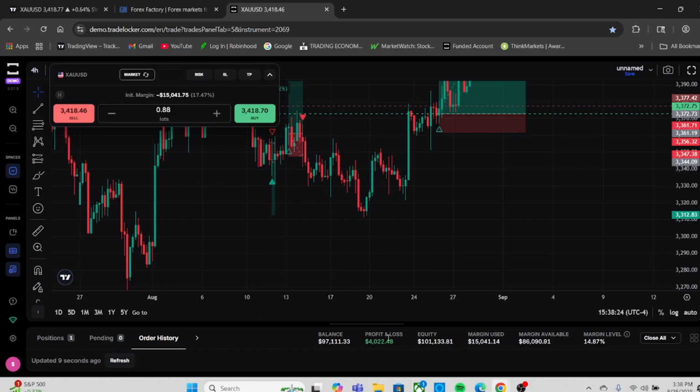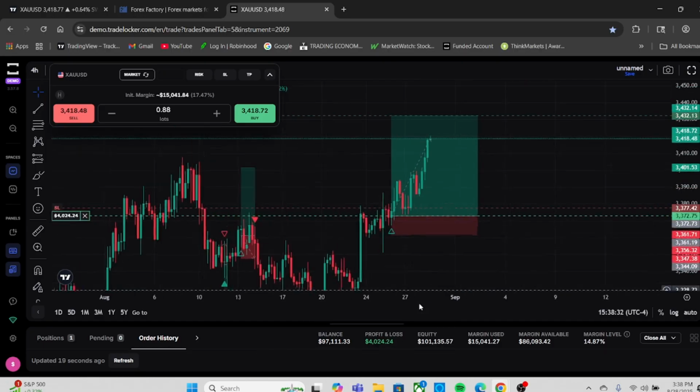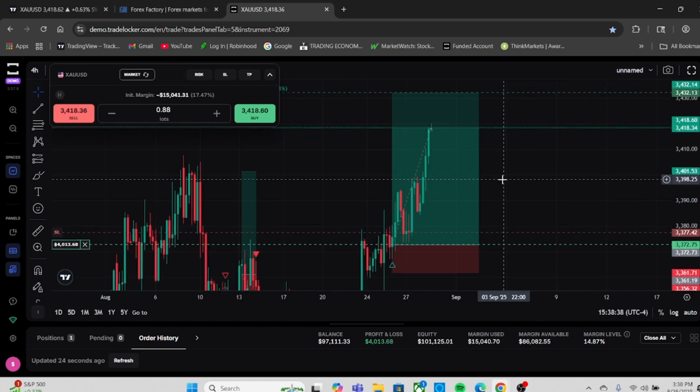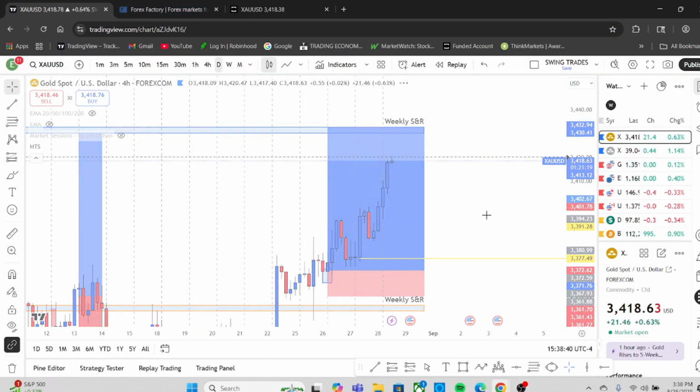We are up 4%. So I reached 1,000, so we're up 4,000 right now. Obviously we were at 97 before, now we're at 101. And actually I will close part of this position. I will close part of the trade and just leave the rest running. But for right now, I'm just going to wait to see how the daily closes.